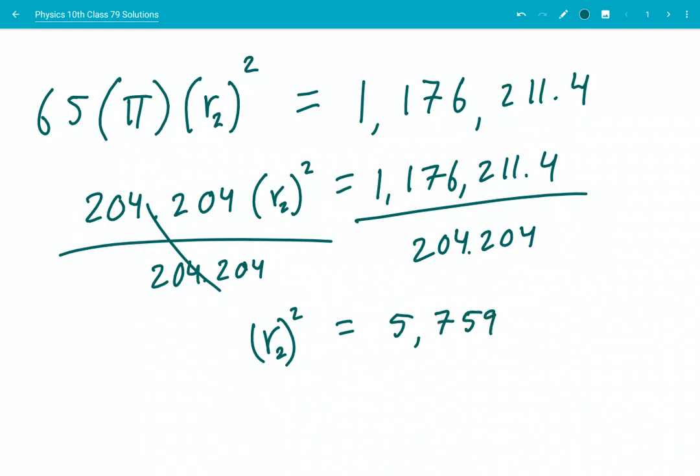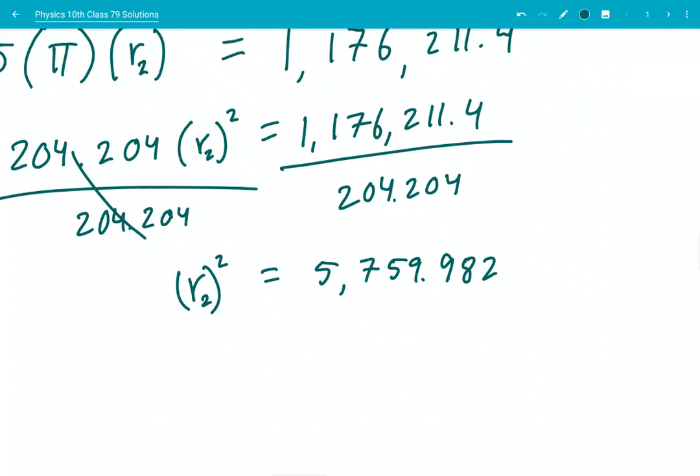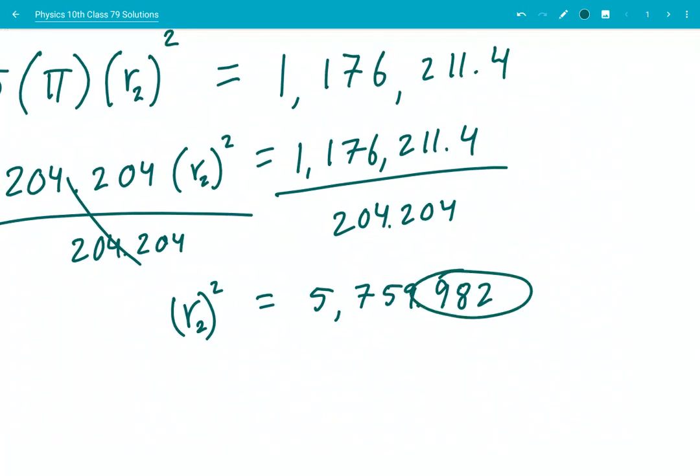5,759.982. You guys will see that I typically go 3 decimals out. The more decimals you go out, the more accurate your answer will be. But when we're talking about rounding, if I have not given you specific instructions to round to tenths, hundredths or thousandths, err on the side of keeping more numbers. If you round to the nearest whole number, your answers are probably going to be a little bit off.